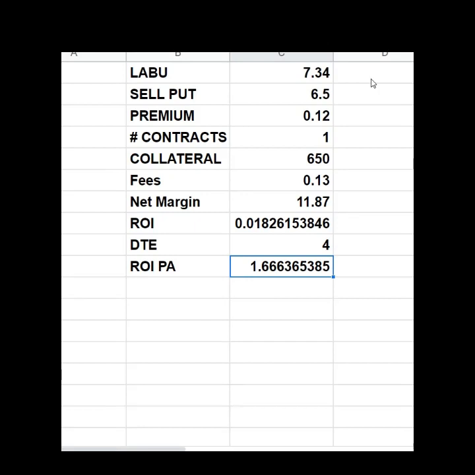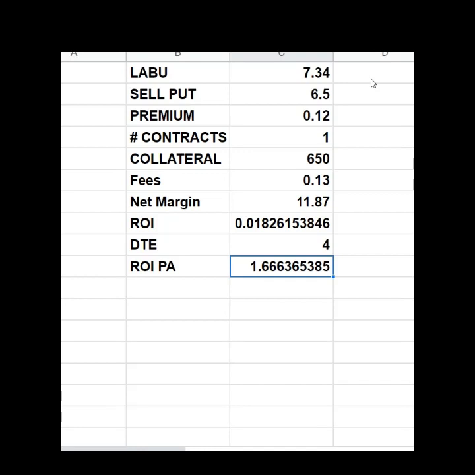If you analyze this 1.8% return on a 4-day period for a 1-year period, it means that you will more than double your $650 investment over a 1-year period if you were able to achieve a 1.8% return every 4 days. That means that if you started with a $650 collateral, by the end of 1 year, you would have grown your account size to $1,040.